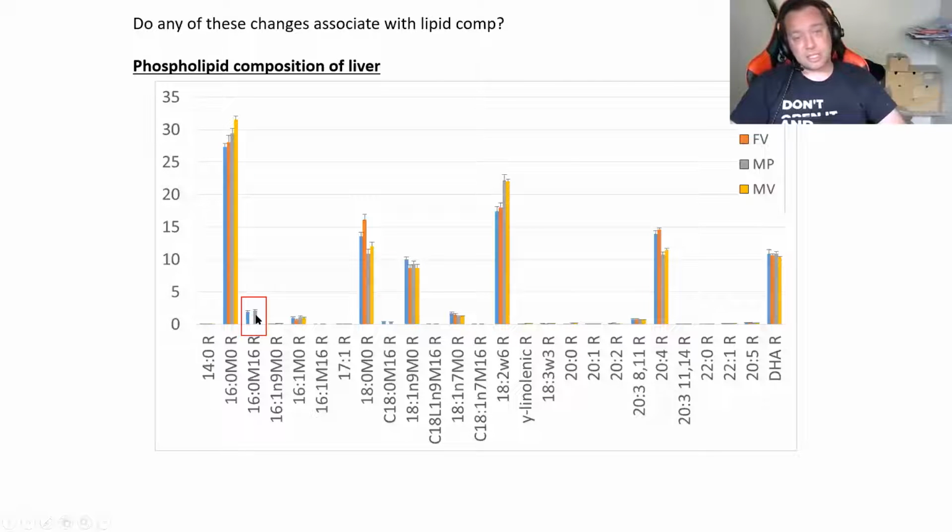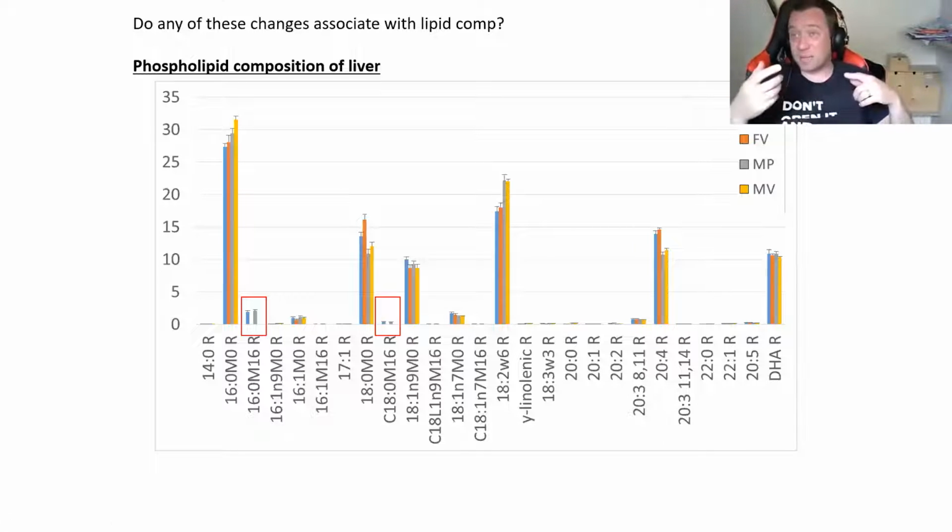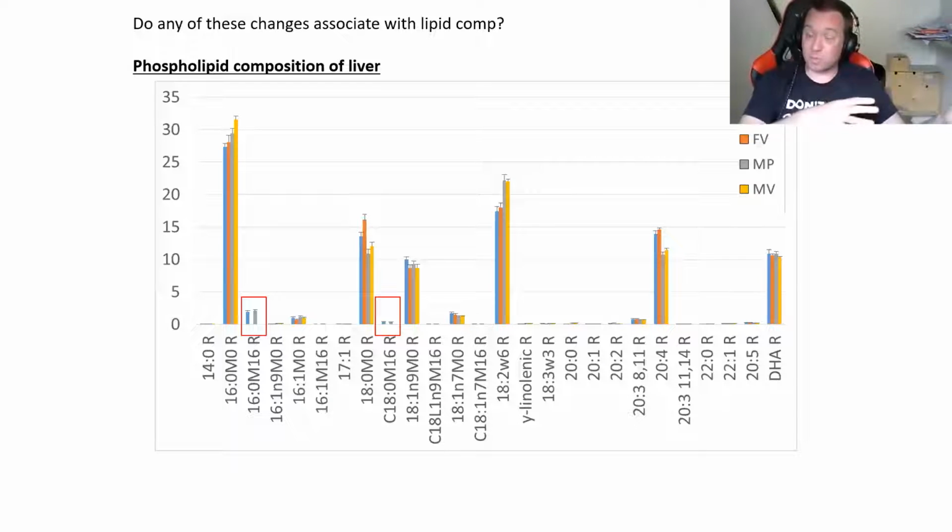And in addition to seeing palmitate in the phospholipids, we could also see C18:0, which was M+16 labeled. So this was the elongation product. We'd see that maybe about 15 to 20% of the palmitate we put in had been elongated to stearate. So we could trace the fates of where the stuff has gone.